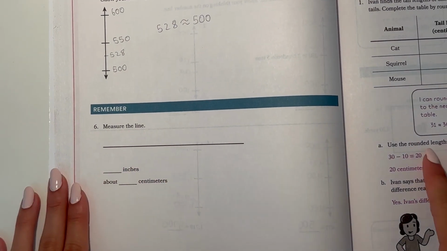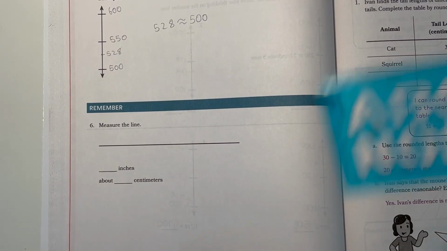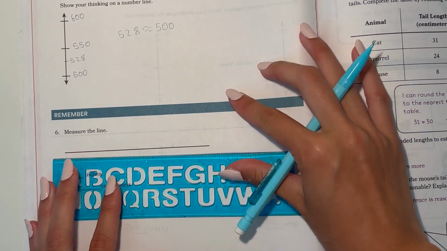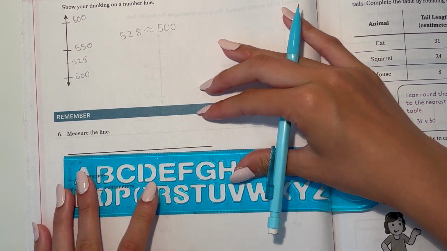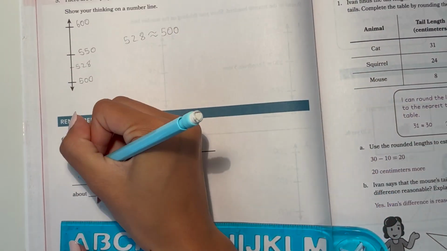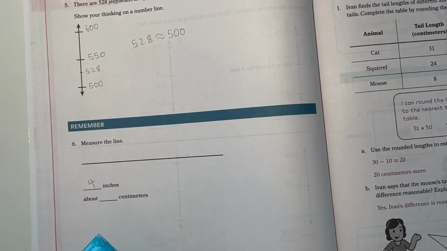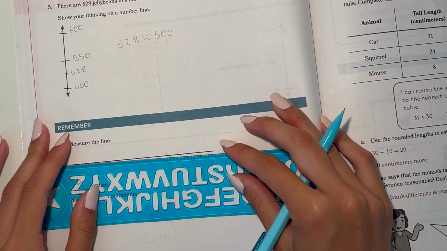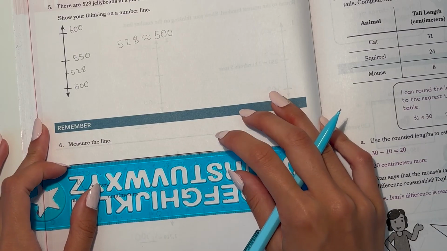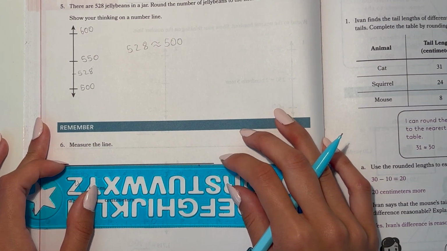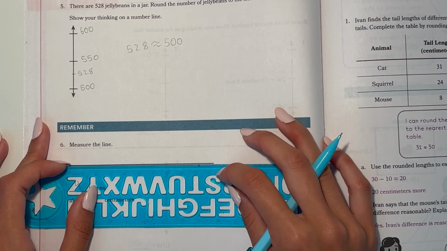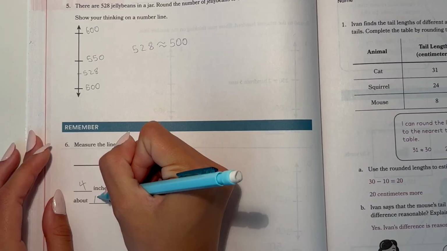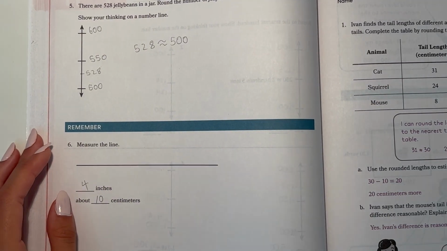And number 6, measure the line. Alright, so for inches, the line would be 4 inches. And for centimeters, it's about 10 centimeters. Since it's not past the halfway mark from 10 and 11, we'd say it's about 10 centimeters.